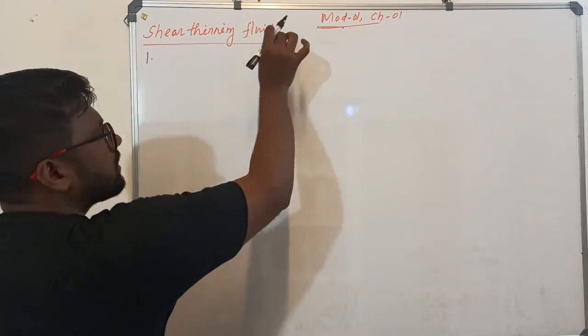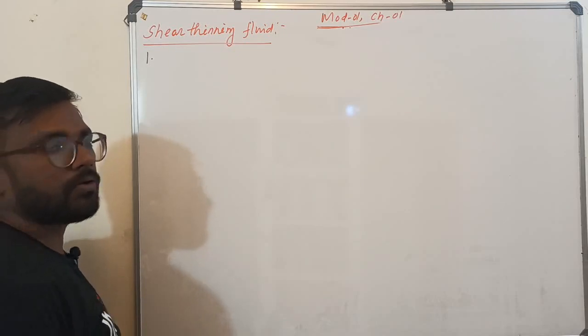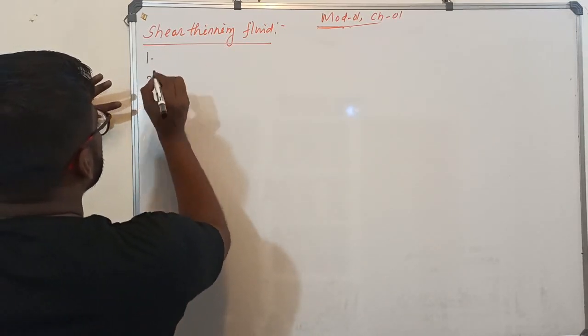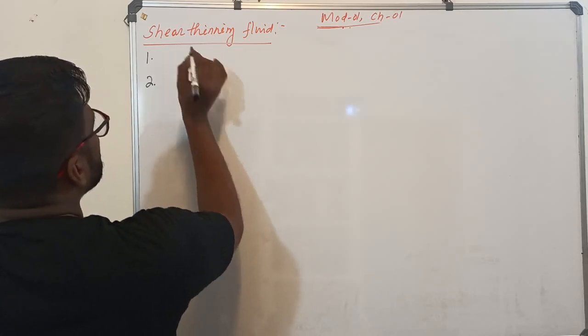With the application of force, the viscosity decreases. These are your shear thinning fluid. Okay, what happens to its tau? So, you know that, right? Second point you can write. Its n is less than 1.